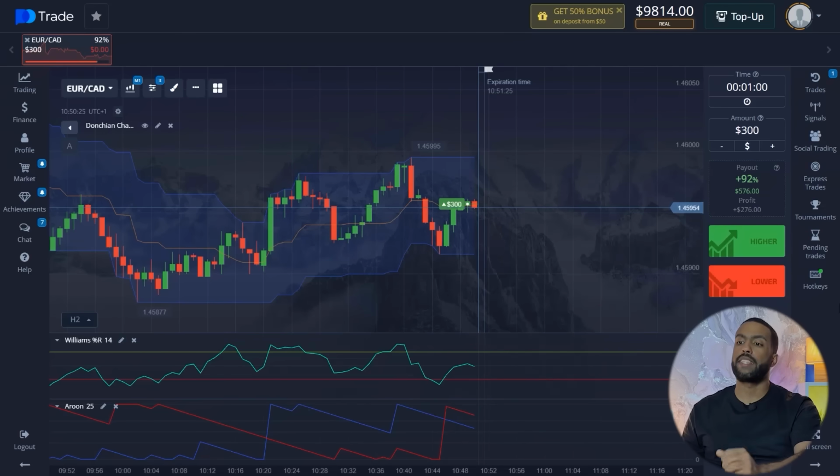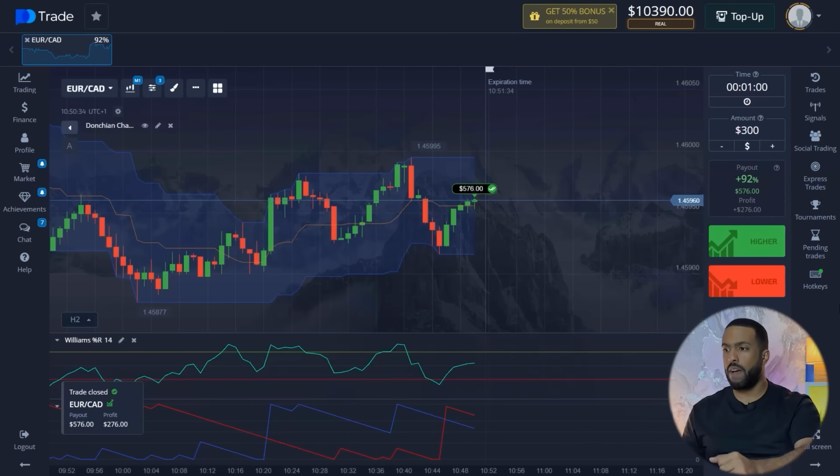What about our trade? Its term is ending, but the margin is minimal. So let's see how it's going to close. Our trade was a profit. I added $276 to my account. That was exciting, guys.